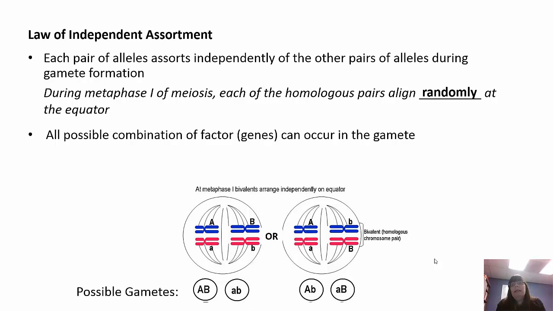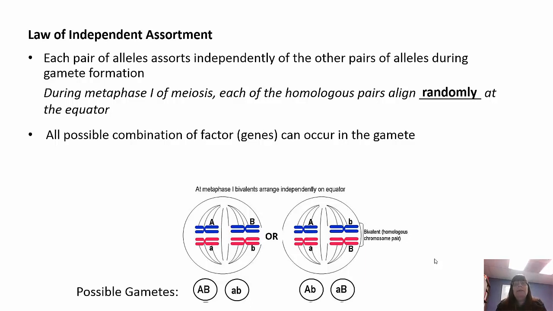It's all completely random. So if you look at the example on the bottom there, you have the dominant alleles on the top and the recessive alleles on the bottom in the first picture. So the possible gametes that can be formed are big A, big B, and little a, little b. Because remember, anaphase is going to pull them apart. So the dominant genes will be pulled one way, the recessive will be pulled another way.